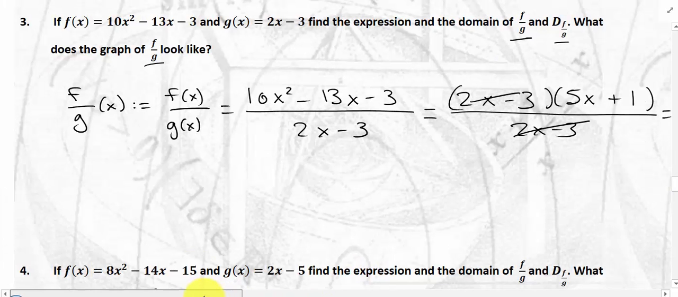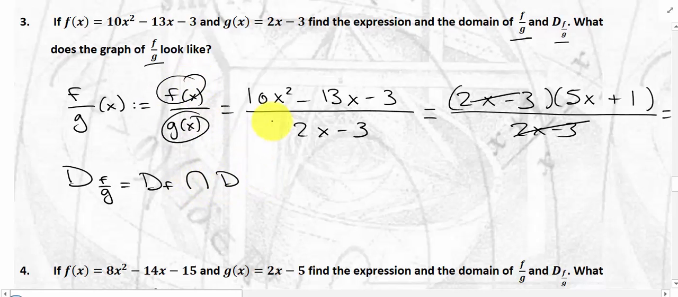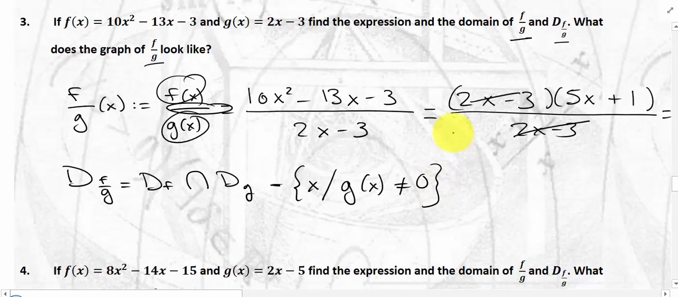Okay. So now, what's the domain of f over g? Well, it's the domain of f, according to the formula, and the domain of g, right? Or else you cannot define one of the two operations here. And then minus, now to define this one, minus all the x's that will make g of x equal to 0. So, what's the domain of f? Do you have a ratio? Do you have a root? Do you have a log? No, no, and no. So, it's all real numbers.